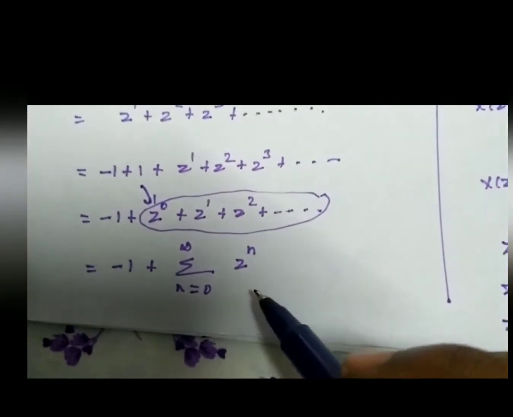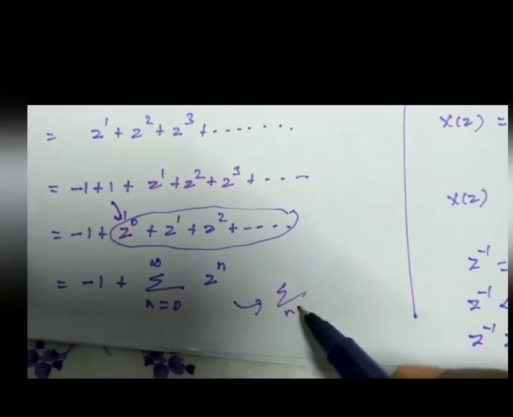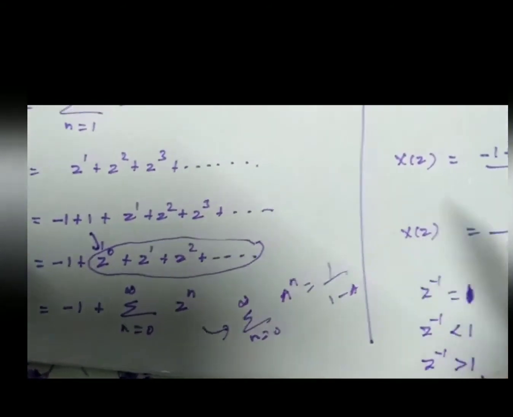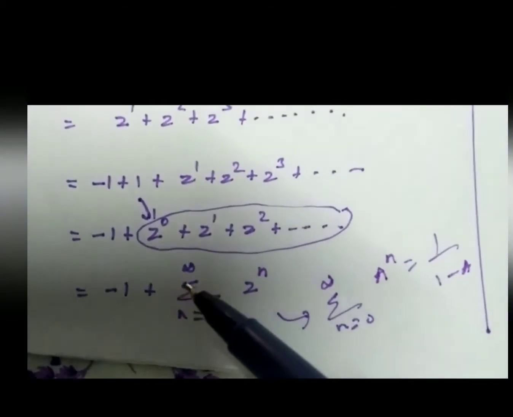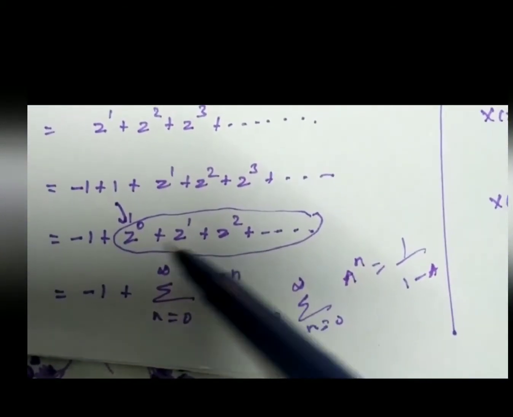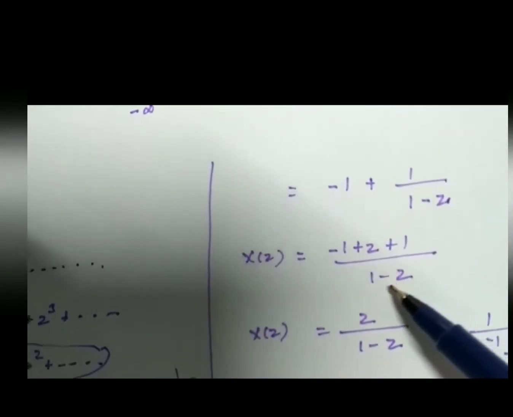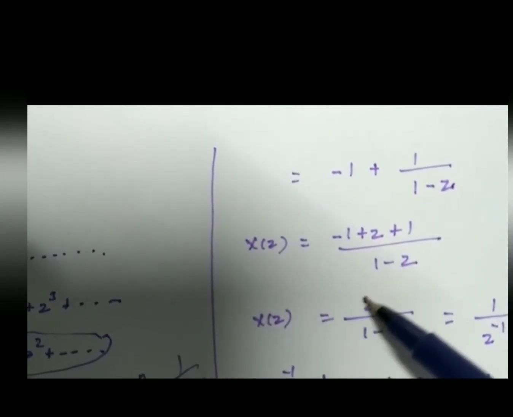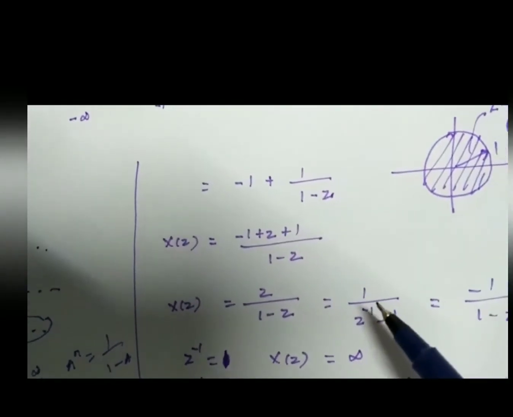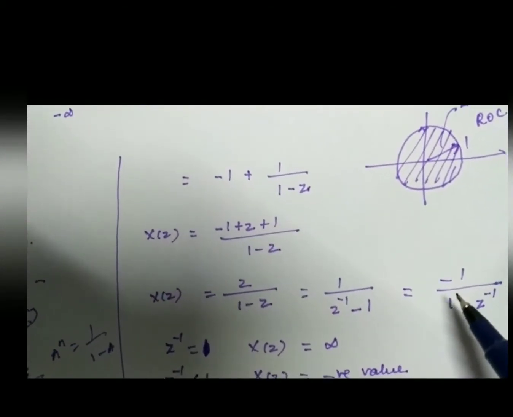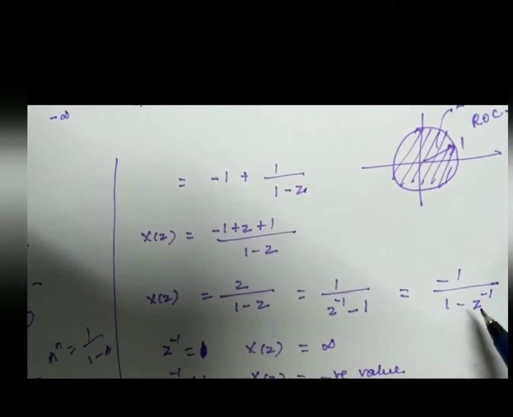After this step we know the mathematical series: summation n equal to 0 to infinity of a power n is equal to 1 divided by 1 minus a. Using that formula, this equation reduces to 1 divided by 1 minus z. After taking LCM, we have x of z equal to z divided by 1 minus z. Again this can be reduced to 1 divided by z inverse, and put into standard form: minus 1 divided by 1 minus z inverse.